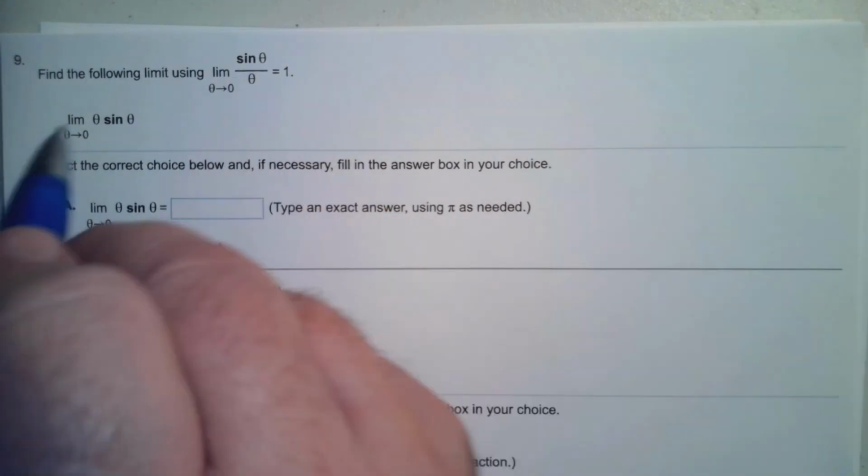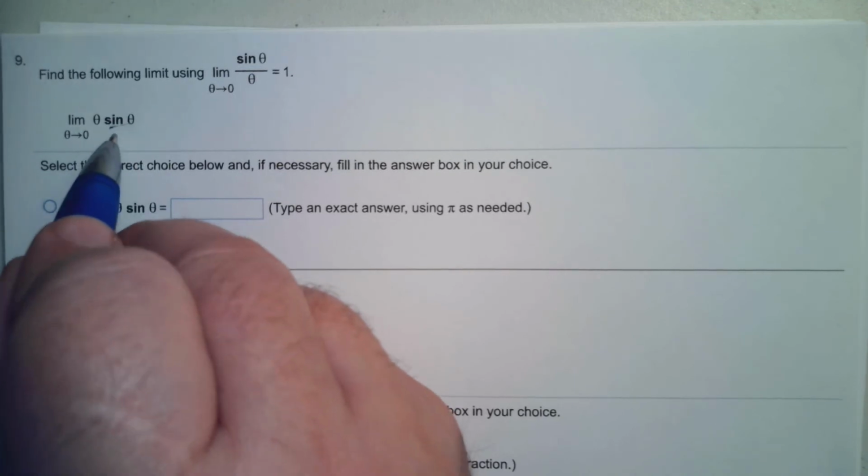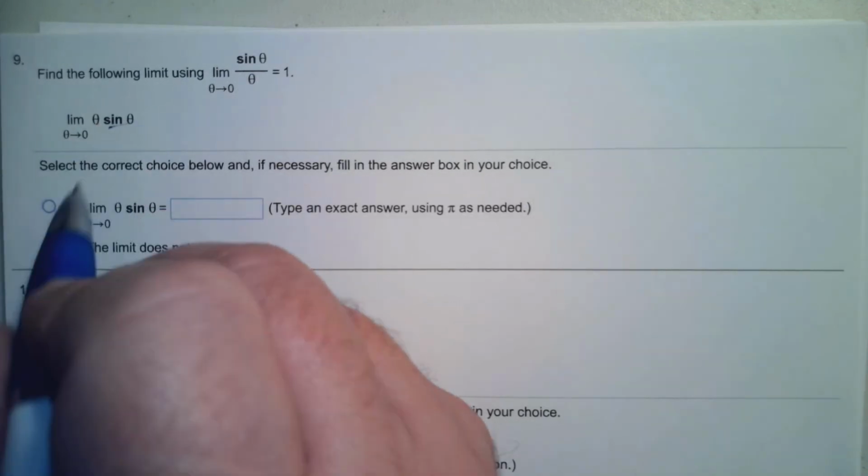Alright. Since this one has, well, this one needs a theta on the bottom, but as theta goes to 0, this one's going to become a 0. So anything times 0 is 0.